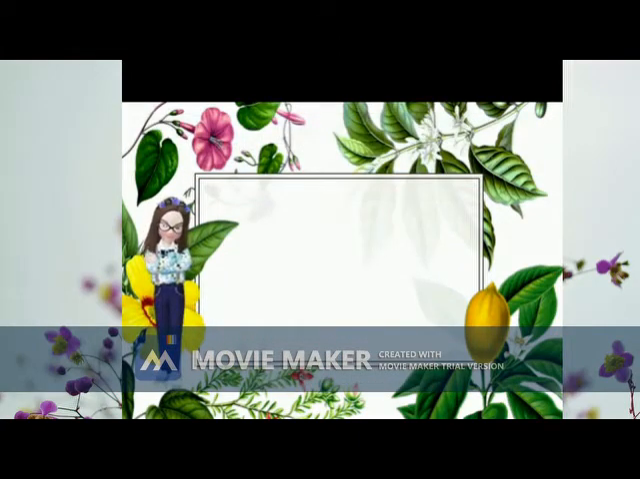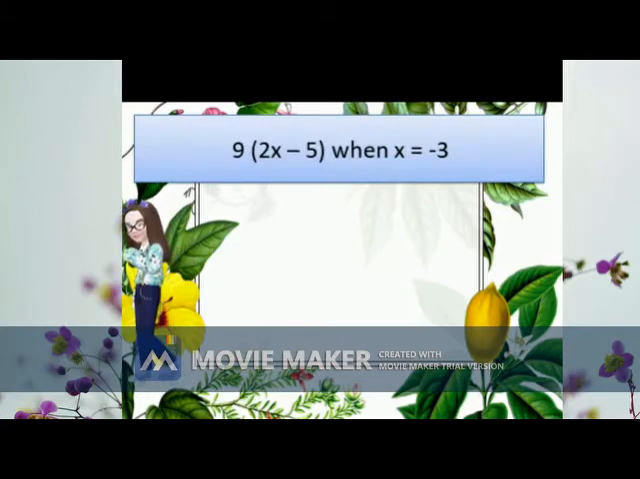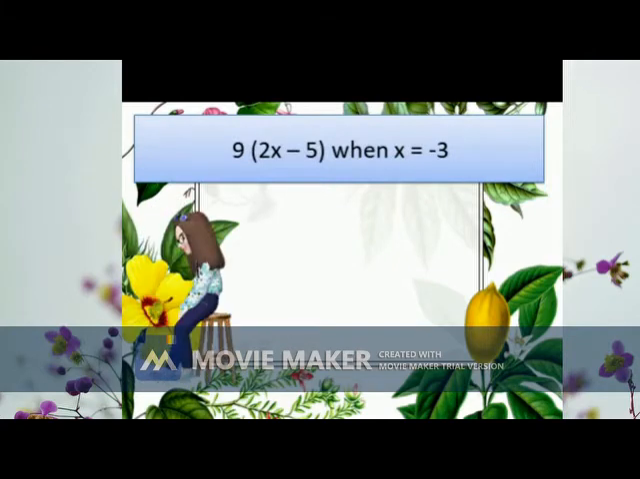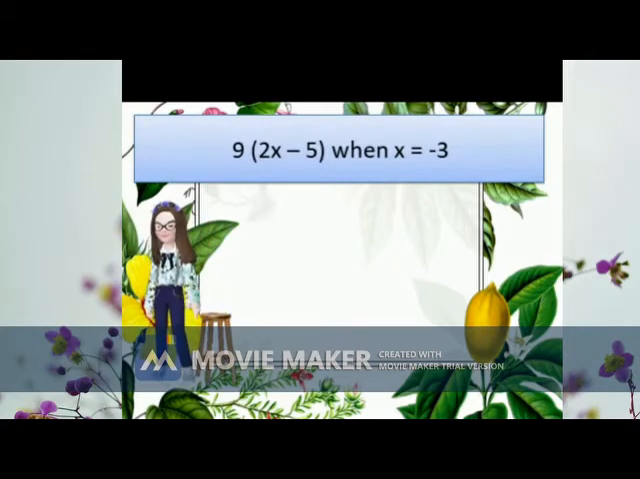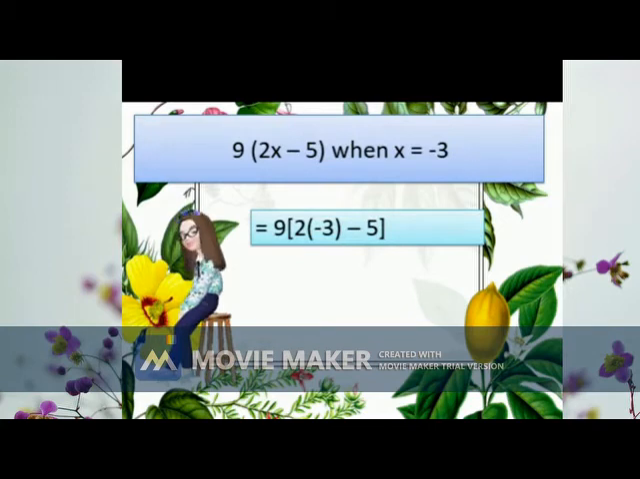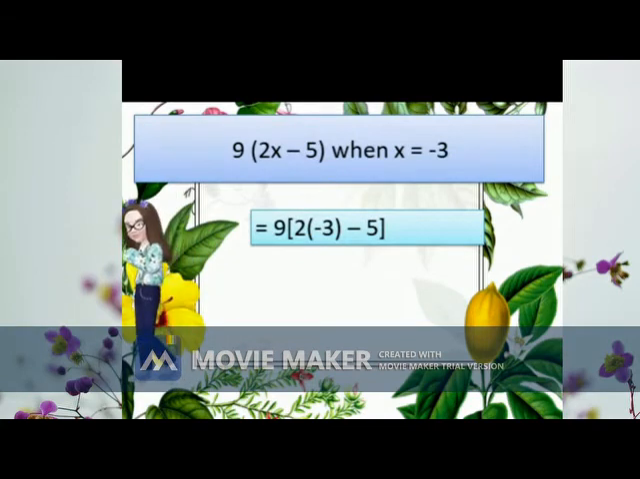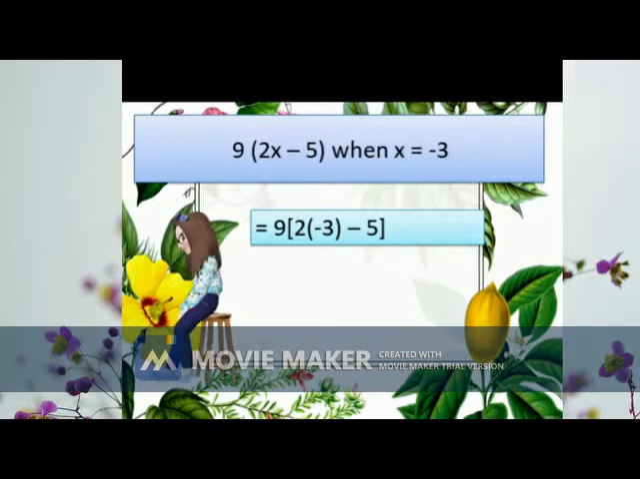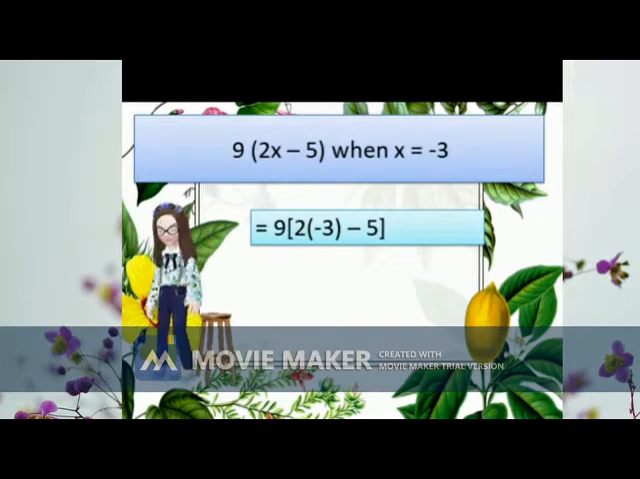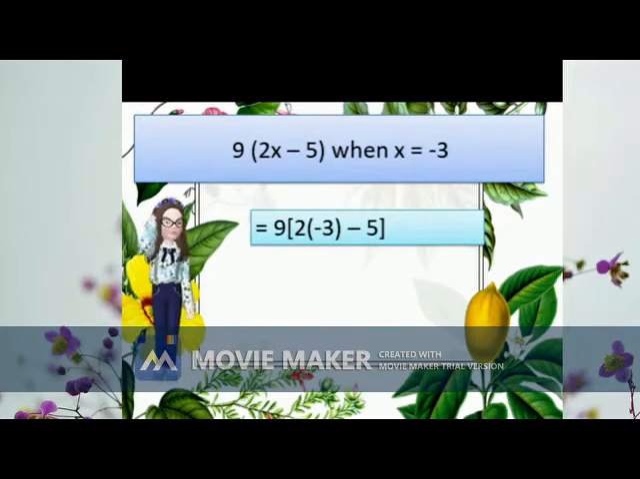Next example. 9 quantity 2x minus 5. Again, there's a parenthesis when x is equal to negative 3. So we will have a bracket again. This is how it looks. 9, then the bracket. Then inside the bracket, you will have 2 parenthesis negative 3 minus 5. And we will start again with those that are inside the bracket.